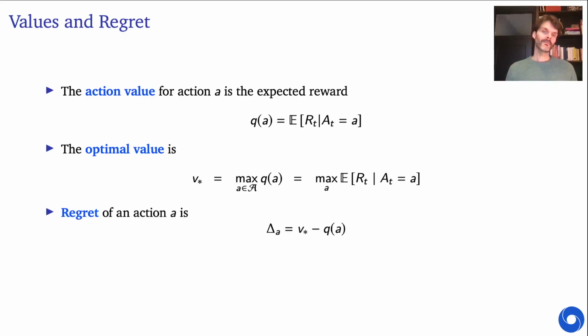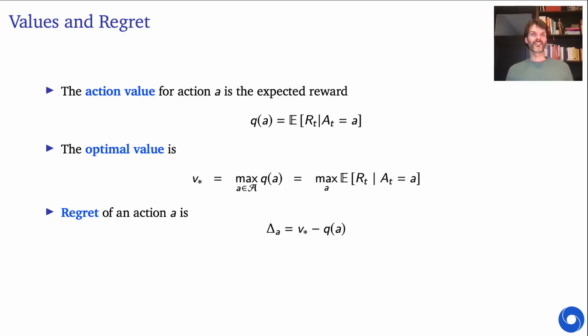Another useful concept that we will talk about extensively in this lecture is the notion of regret. What is regret? The regret is a specific number for each action, which is basically the difference between the maximum possible expected reward you could have gotten and the one that you did get for this action. Note that this is not a random quantity. We're subtracting one expectation from the maximization over expectations. So this is just a number for each action.